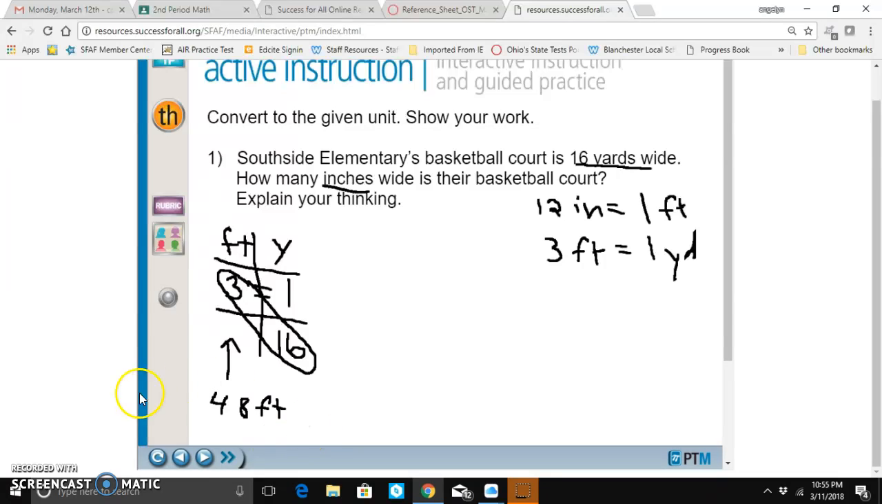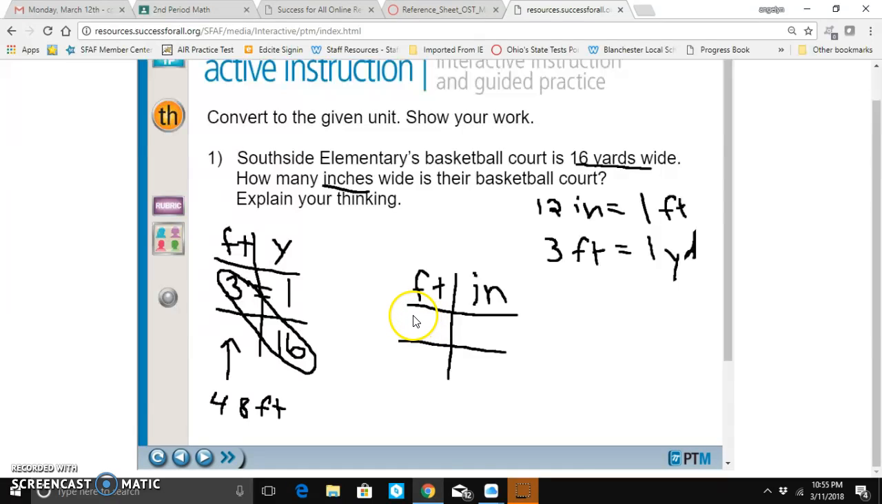So now we've got to take 48 feet and convert it into inches, which means we have to do another ratio table since there are 2 steps here. We're going to compare feet to inches now, because remember our goal is to get down to inches. We already converted our yards to feet. Now we've got to go from feet to inches.